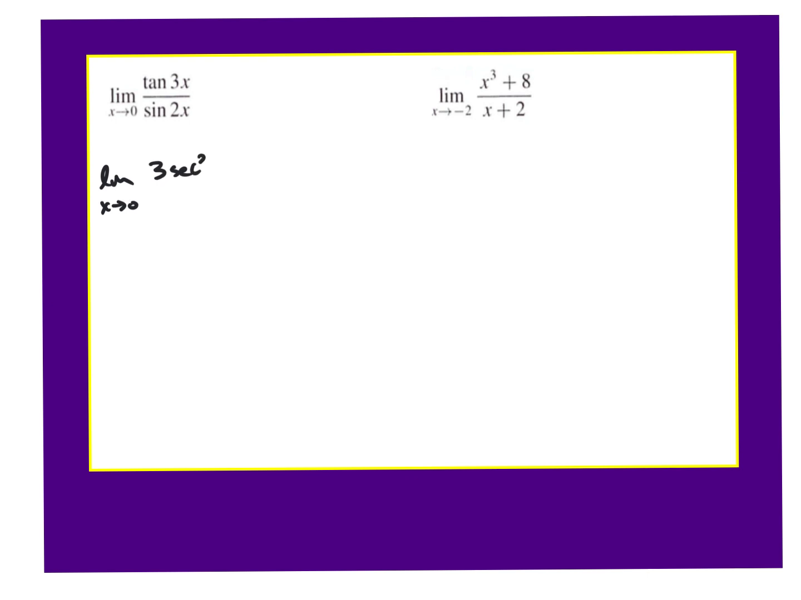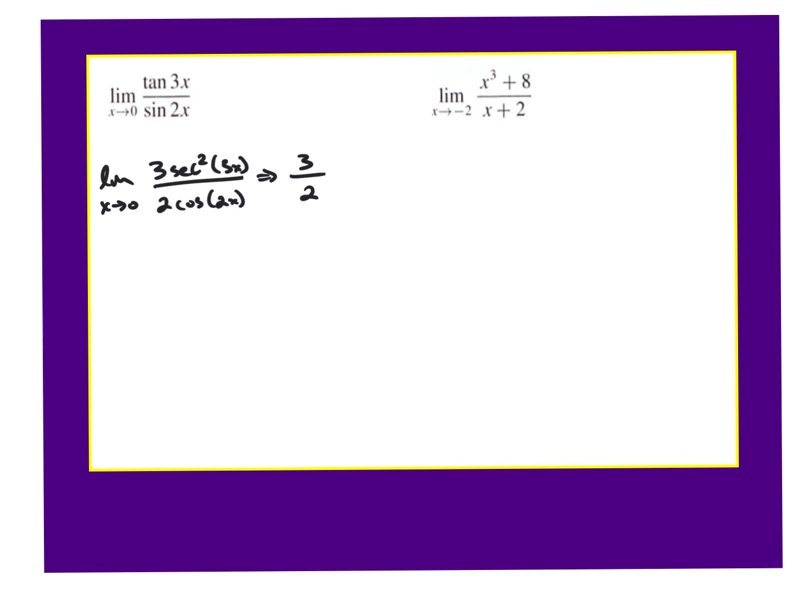3 secant squared of 3x, and then over 2 cosine of 2x. All right, and when I substitute in 0, what is the secant of 0? It's still 1. I square 1, it's still what? 1. So in my numerator, I get what? 3. And in my denominator, I end up getting 2. All right, let's do the next one.